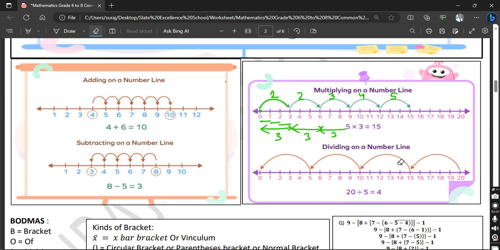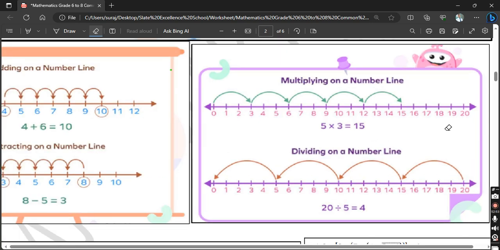Similarly, suppose the question is about dividing a number. Let me make it a little bit bigger here so that you will be able to get the logic. I think you are able to see it.